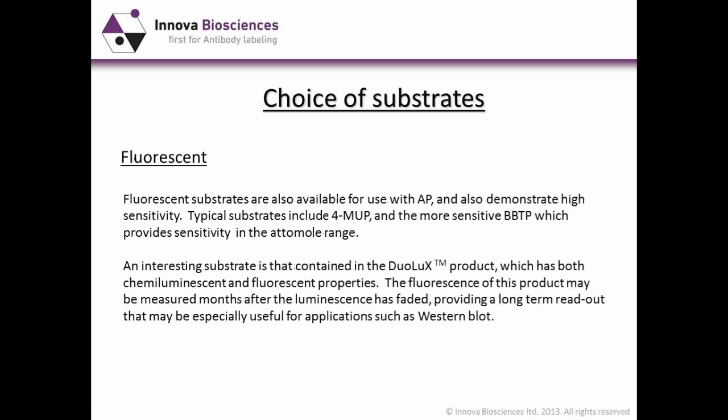Another choice of substrate is your fluorescent substrate. They're also available for use with alkaline phosphatase, also have high sensitivity, around about the same sorts of levels as most of the chemiluminescent substrates. Typical substrates include 4-MUP and the more sensitive BBTP, which again provides sensitivity in the attomole range.